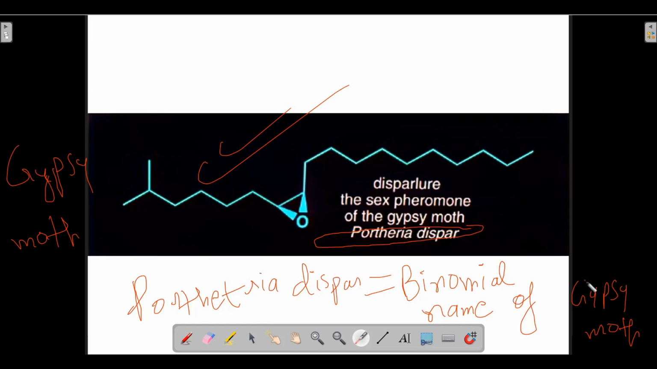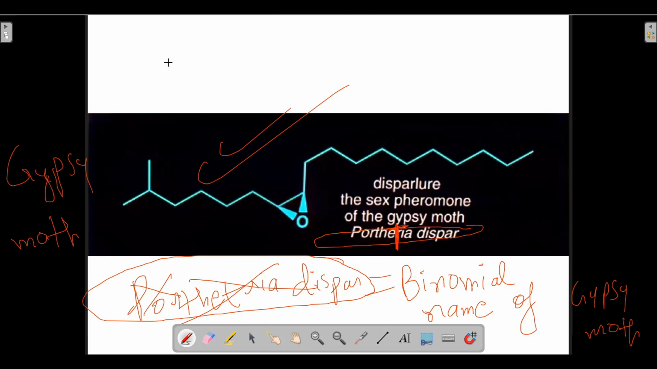In common language we call it gypsy moth, but in scientific language it is called Porthetria dispar. Now in recent years, this term Porthetria dispar is no longer in use. The T is missing here in the book; there must be a T. So Porthetria dispar has been discontinued.